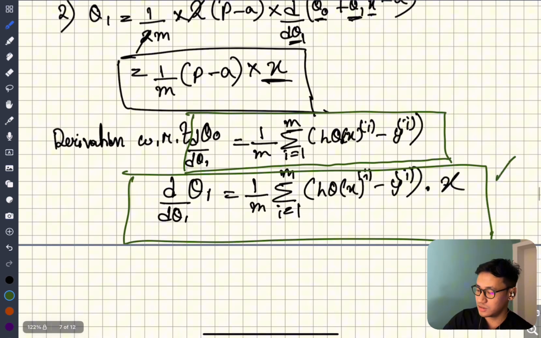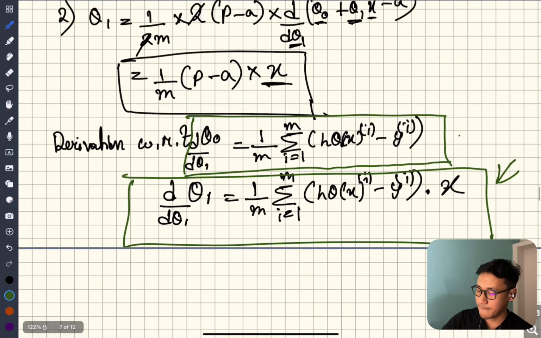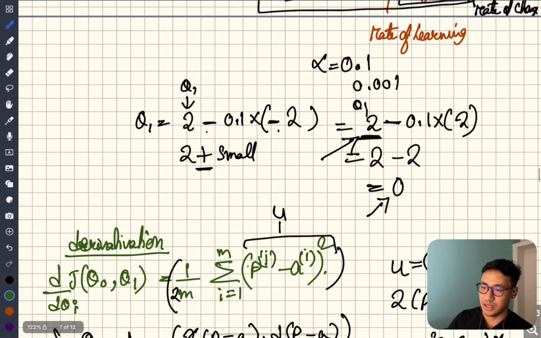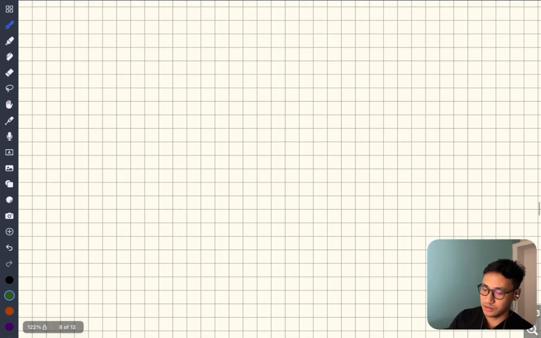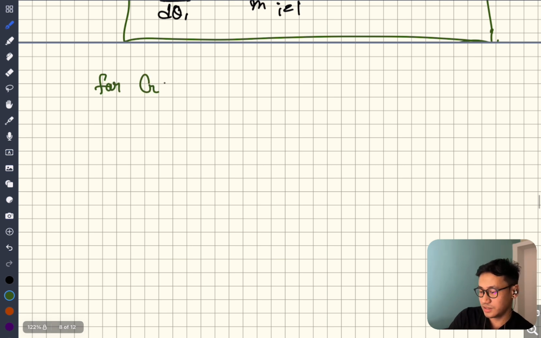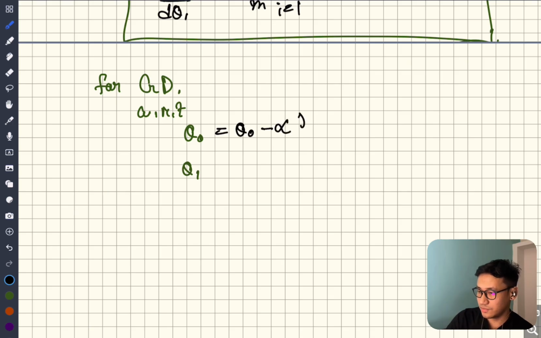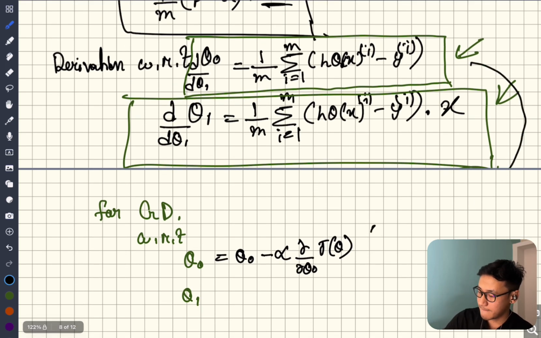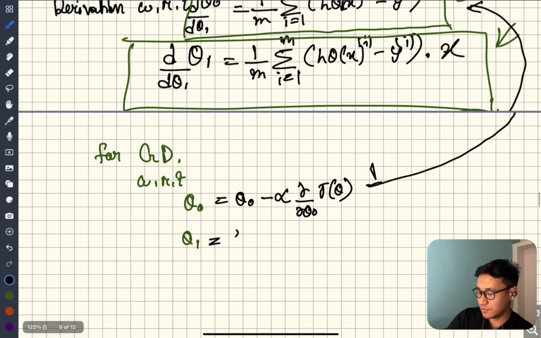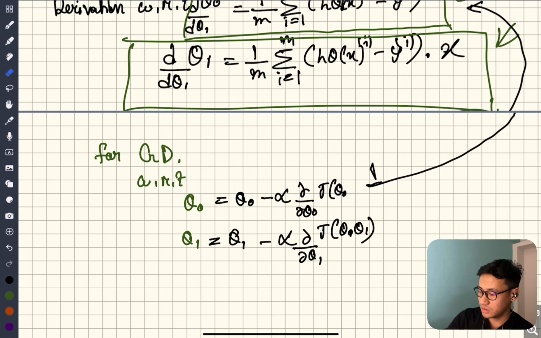If it is theta 1, then use this. If it is theta naught, then use this. Okay, so let me write down the gradient descent formula again. The gradient descent formula is for gradient descent with respect to theta naught and theta 1. So for theta naught, it is theta naught minus alpha of d theta naught and j theta, that we have already found out here. And for theta 1, it is theta 1 minus alpha of the rate of change of j with respect to theta naught and theta 1.